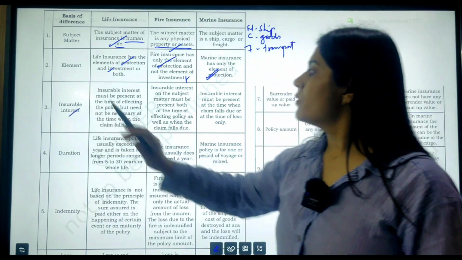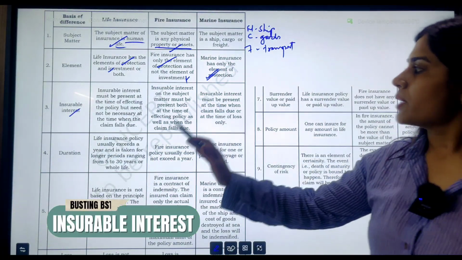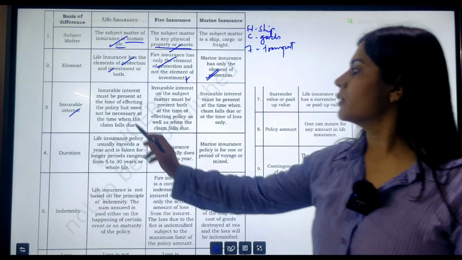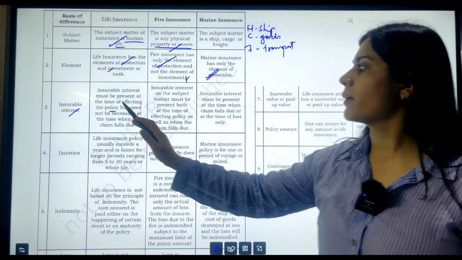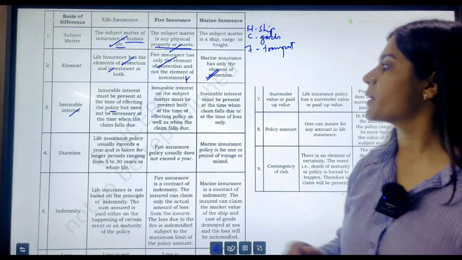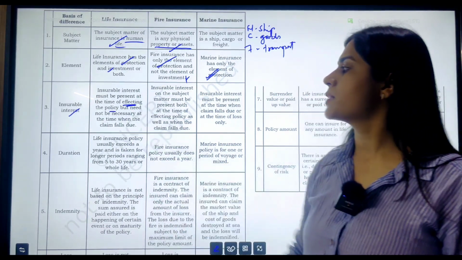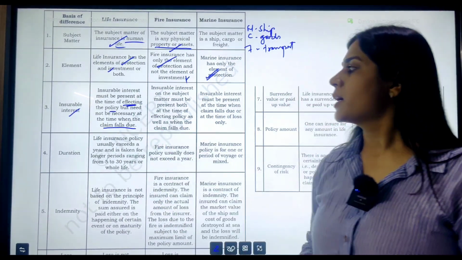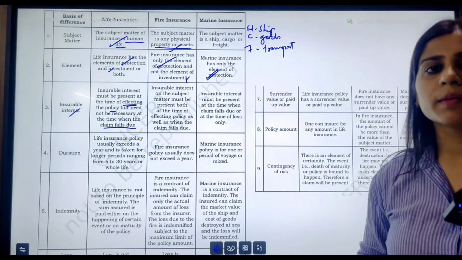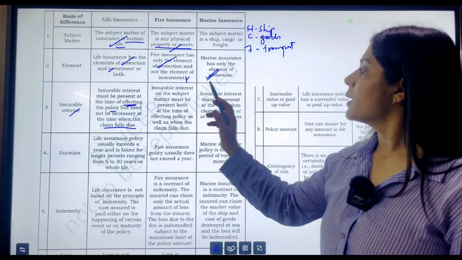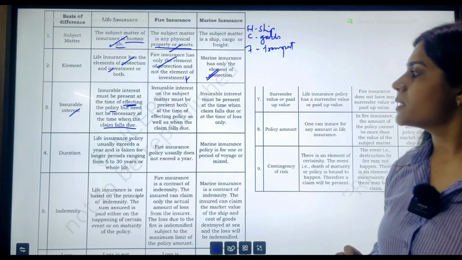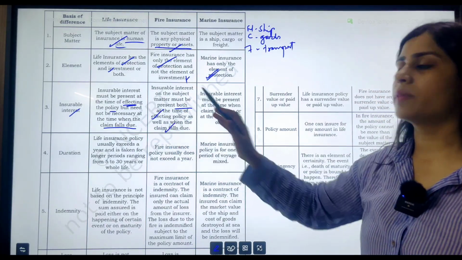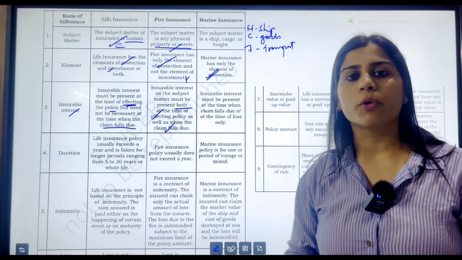So insurable interest, as we talk about that, in case of life insurance policies, the insurable interest must be present at the time of effecting the policy, but it is not needed when the claim falls due, because if the life is not there, we cannot expect the insurable interest to be there. But in case of fire insurance, students, it must be present both at the time of effecting the policy as well as when the risk falls in or the claim falls due.